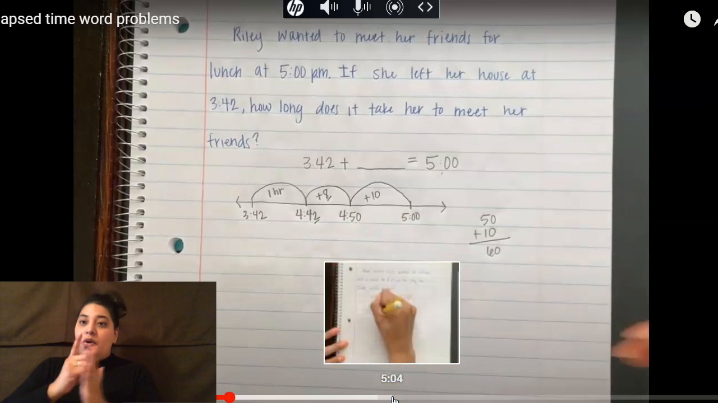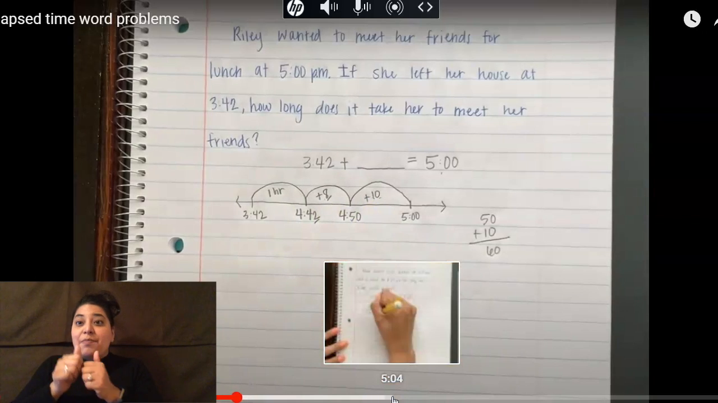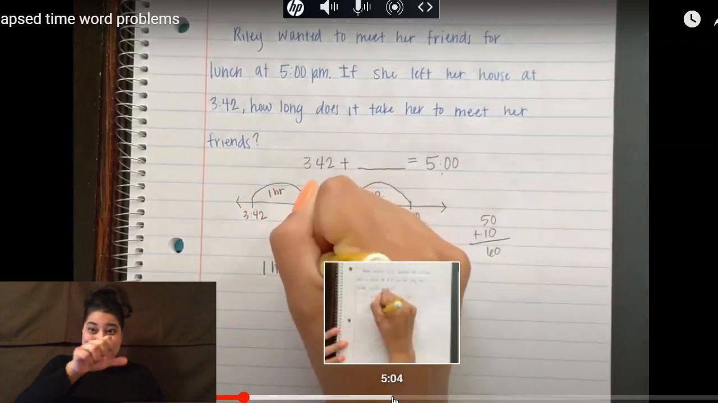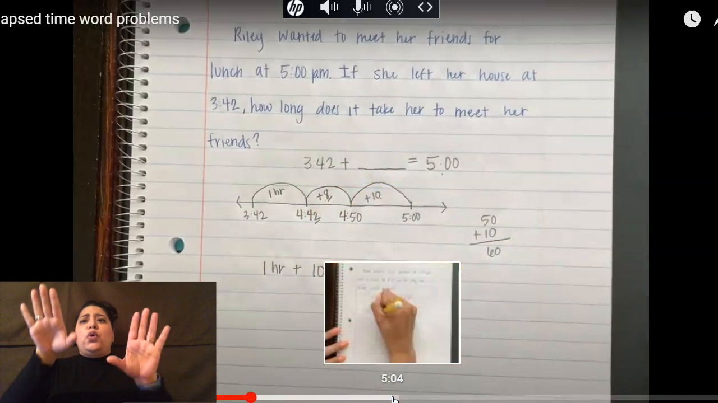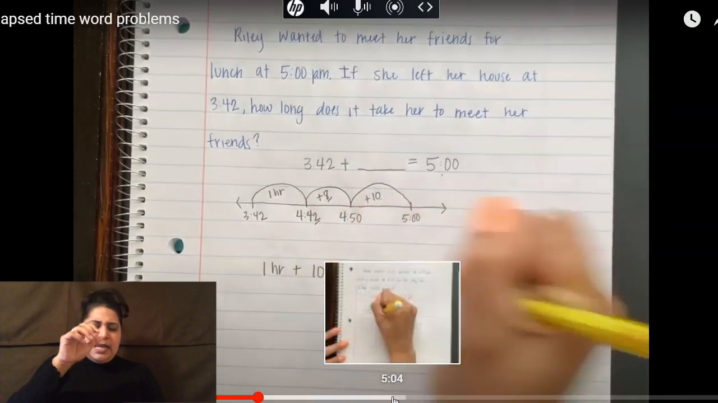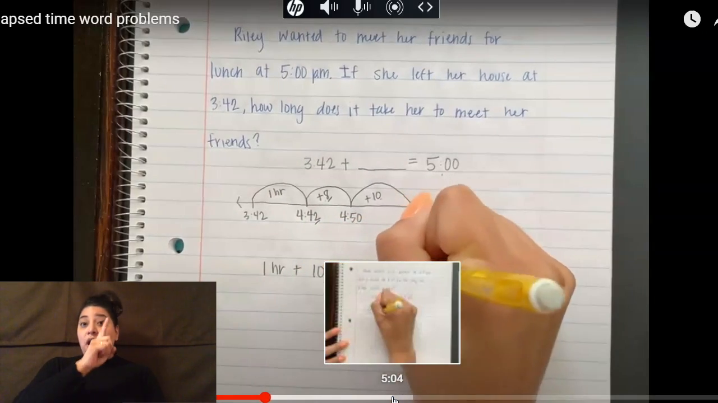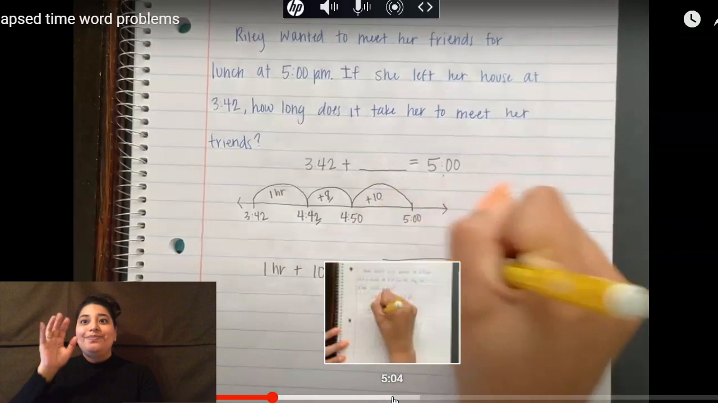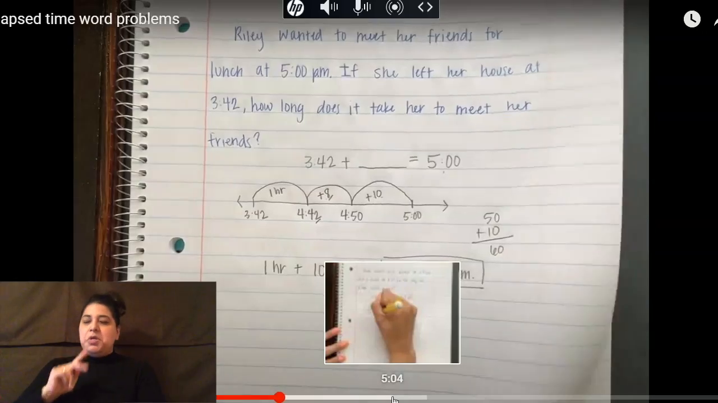We're not done yet. We have to take these 3 jumps here and we have to add them together to figure out how much time has passed. Okay, so we've got 1 hour plus 10 minutes plus 8 minutes. And you guys have been doing such a great job. You know what this is. Using your mental math, you know that 10 minutes and 8 minutes is 18 minutes. Okay, so it took 1 hour and 18 minutes. That's your elapsed time. Okay, let's look at another one.